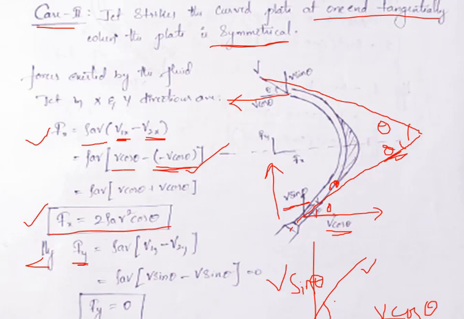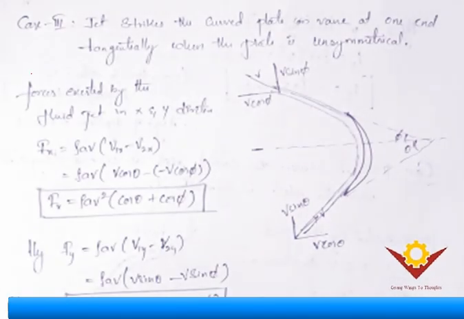Similarly, if you solve the same problem for the y direction, what you're going to get is 0. Why? Here we have the v sin theta, and here we have the v sin theta. So if you simplify in the impulse momentum equation, both will cancel, and finally what you're going to get is 0. Clear? And next, we'll see the next case.